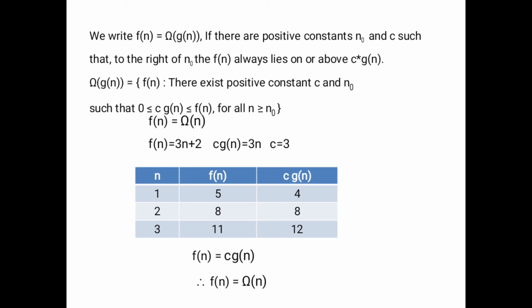But there is a mistake here, because the value 4 is not there, here 3 is given. So 3n means 3 into 1 equals 3, so the value 3 is given here. Then 8 is correct: 3n plus 2, that means 3 into 2 plus 2 is 8. Here 3 into 3 is 9. So the value is wrong here, 9 is the correct answer.